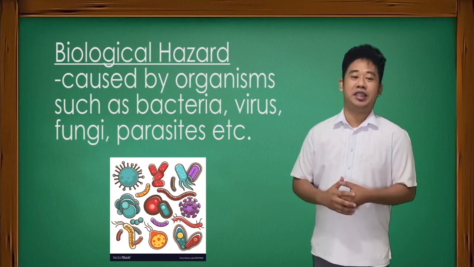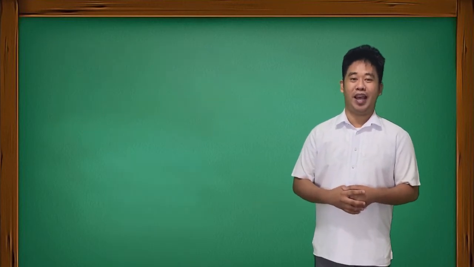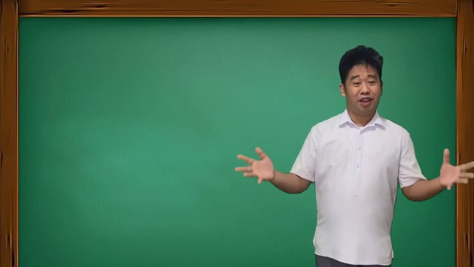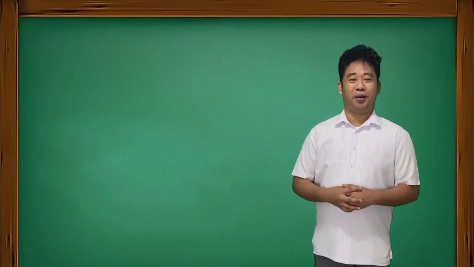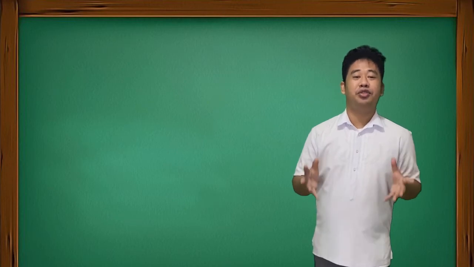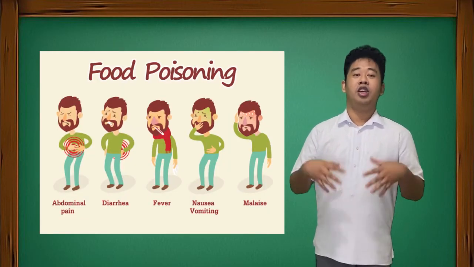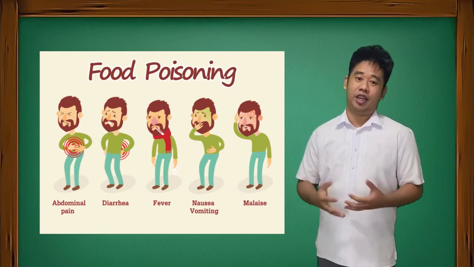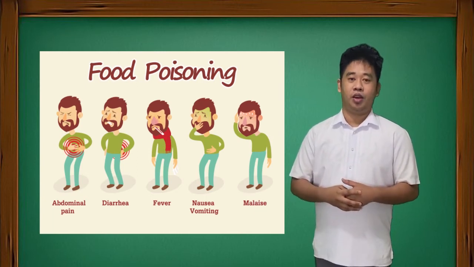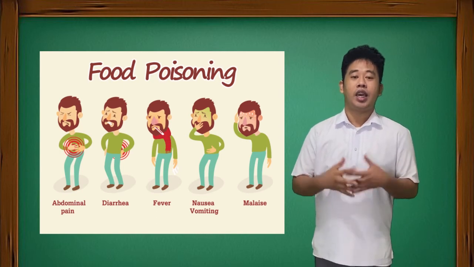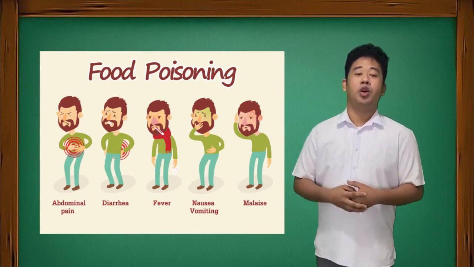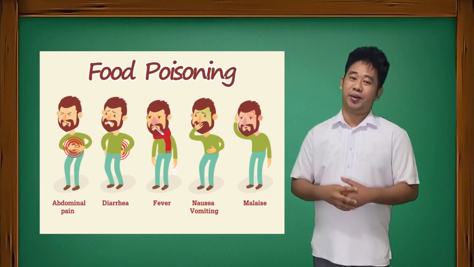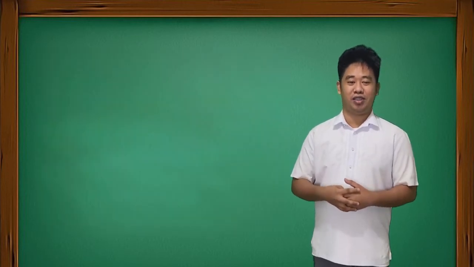Will you please, class, give me an example of biological hazard? Yes, Erica. Very good. One good example of biological hazard is food poisoning. Okay? The food that is contaminated with different kinds of bacteria, wherein a worker ate his or her lunch without proper hand washing. That can be considered as biological hazard.